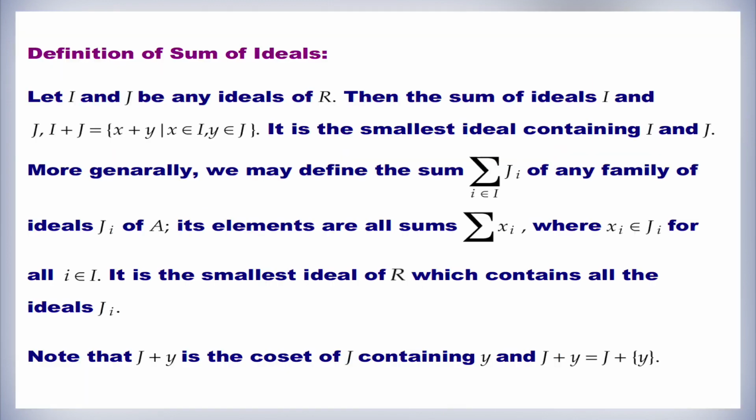Let us see the definition of the sum of ideals. Let I and J be any ideals of R. Then the sum of ideals I and J, which is I + J, is equal to the set of all x + y such that x belongs to I and y belongs to J. It is the smallest ideal containing I and J. More generally, we may define the sum of any family of ideals Ji of A. Its elements are all sums of xi, where xi belongs to Ji for all i. It is the smallest ideal which contains all the ideals Ji.